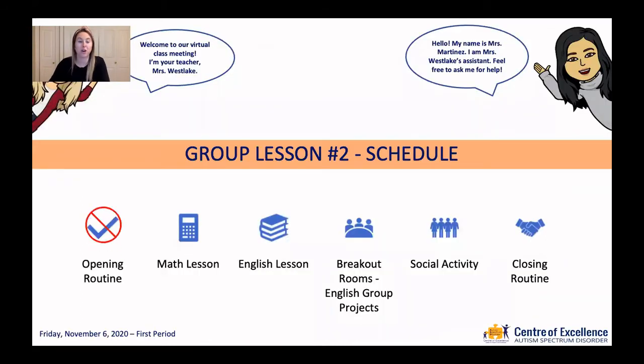So now that we will have done our opening routine, we would cross it off, kind of like we would do on a manipulated visual schedule.